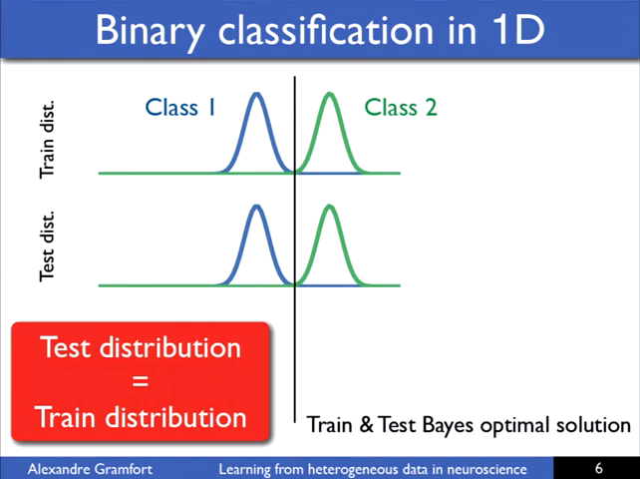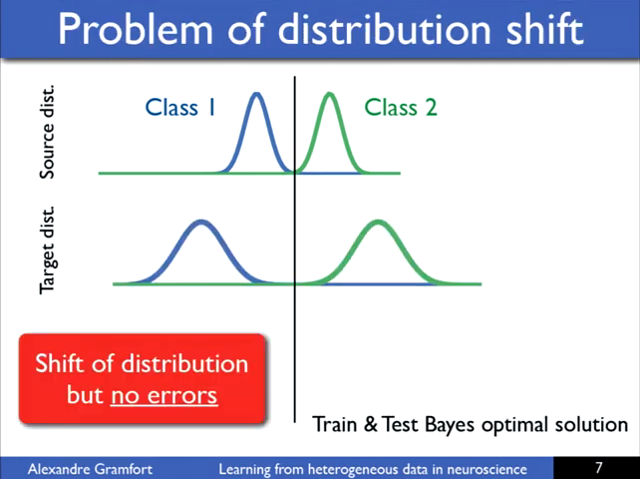Now let's see what other scenarios can happen. You can have a distribution shift like this, where basically the classes just go further from each other, and you have a distribution shift, but you may not have error. So you have this shift, but still no error, so you can still have an optimal decision.